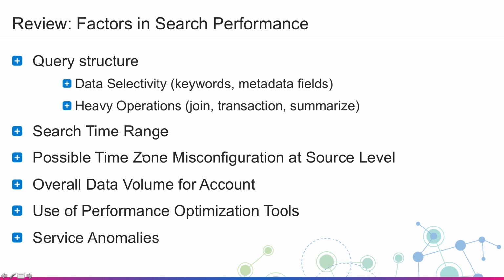Your search time range. If you search within the last 24 hours, your performance will be very, very speedy. Possible time zone misconfiguration at the source level can lead to data fragmentation. Remember, review your source setup. Make sure that the timestamps are being parsed correctly. The overall data volume for your account can play a role in this, because if you're sending us over 5 gigs a day, you may want to consider partitions.